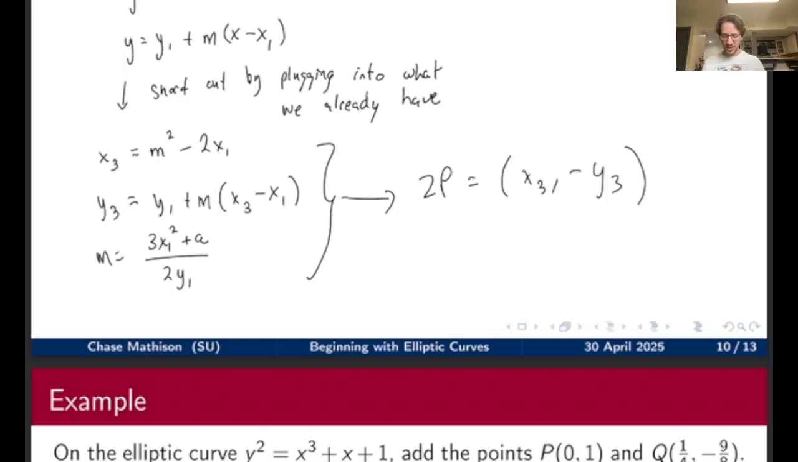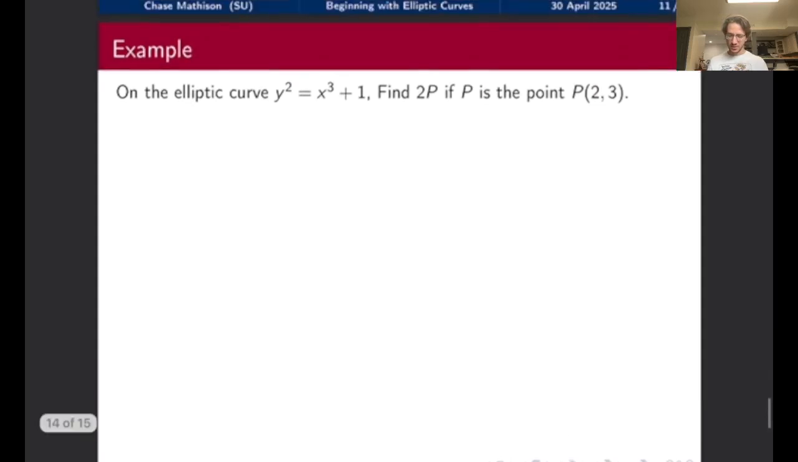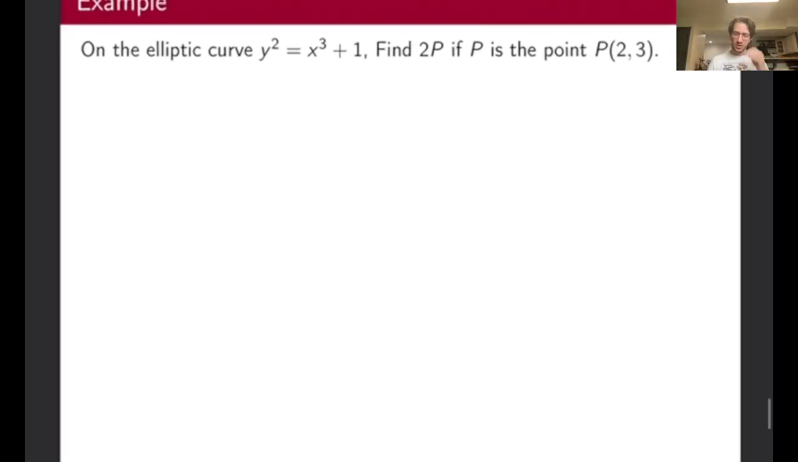So let's actually look at one more example of finding, on an elliptic curve, a multiple of a point P. Okay, so on the elliptic curve y squared equals x cubed plus 1, find 2p if p is the point (2, 3).